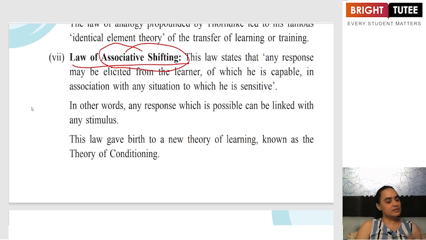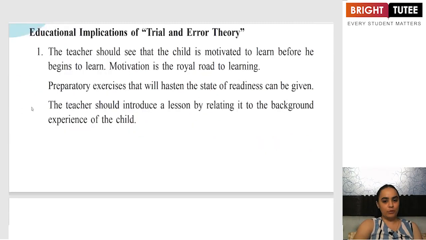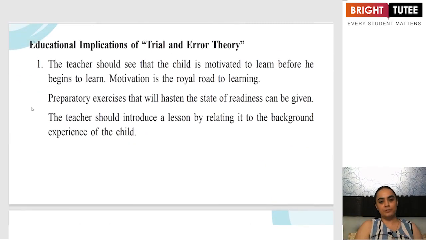Now we know what is the law of Thorndike, the trial and error. How is this important in the education field? How does this help in the field of education? First, Thorndike advocated that the teacher has to ensure that the child is motivated to learn before she starts to teach the child.